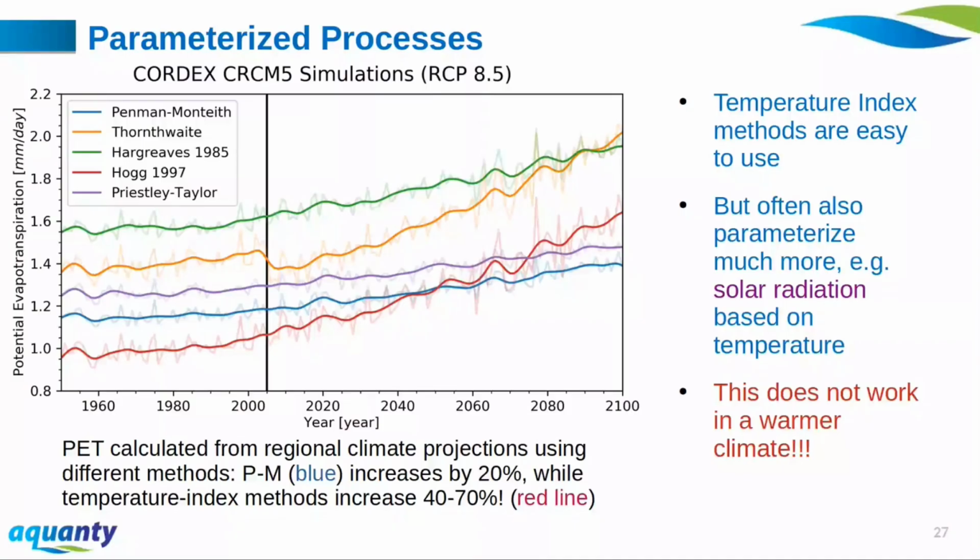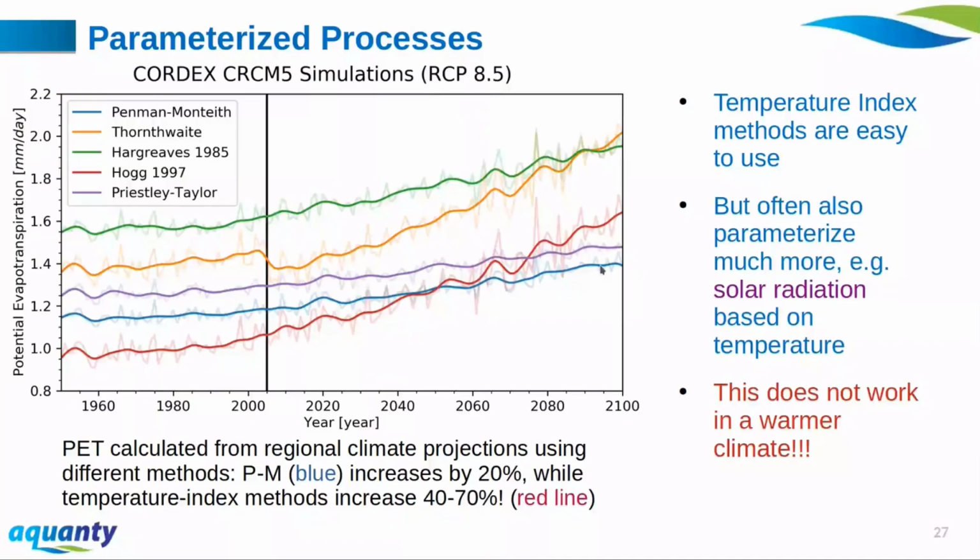With different methods, you can see that some show a strong increase, like the red line here, right? This is a pure temperature index model. The yellow one too. That's a Thornthwaite method, by the way, quite popular. So it shows a strong increase over the 21st century. But if you compute it from the Penman-Monteith method, which is essentially the gold standard, and the climate models give you all of that output, you actually see a very small increase.